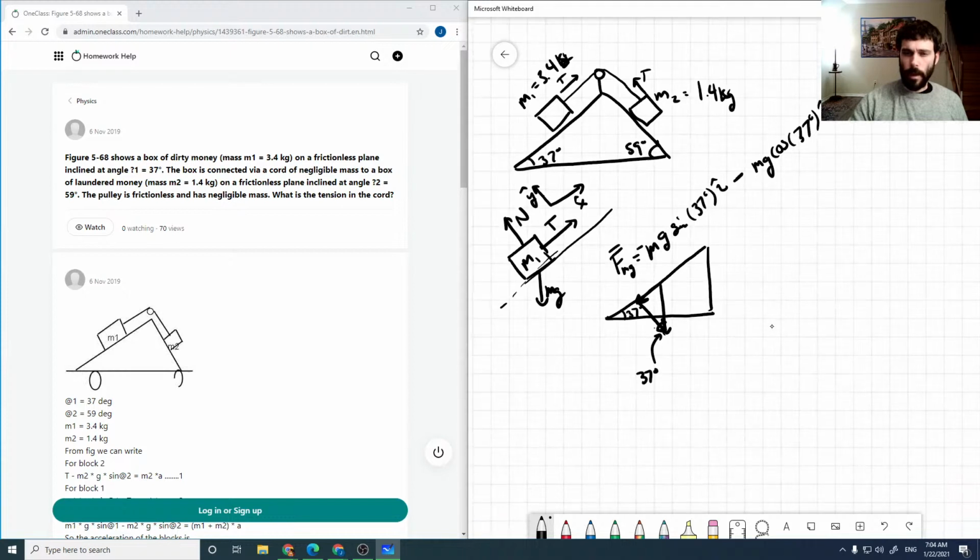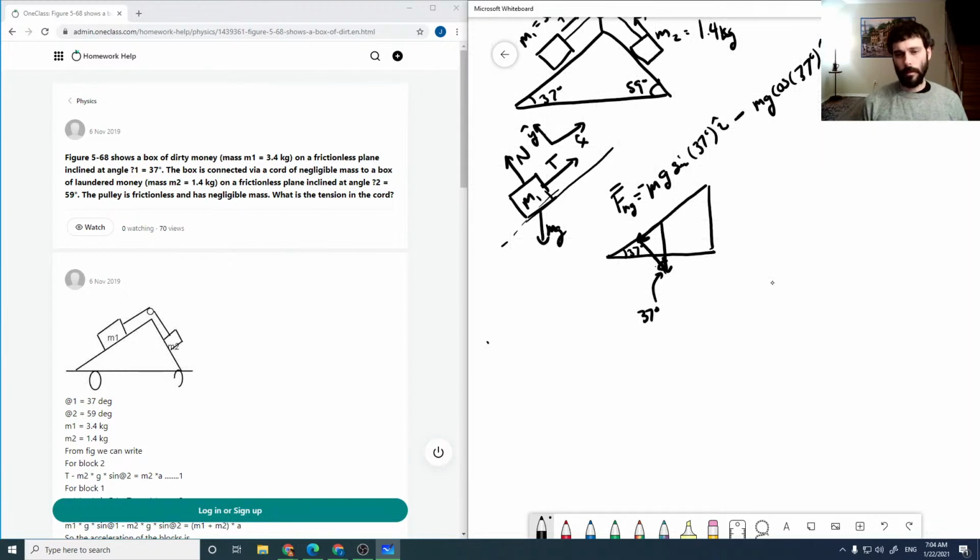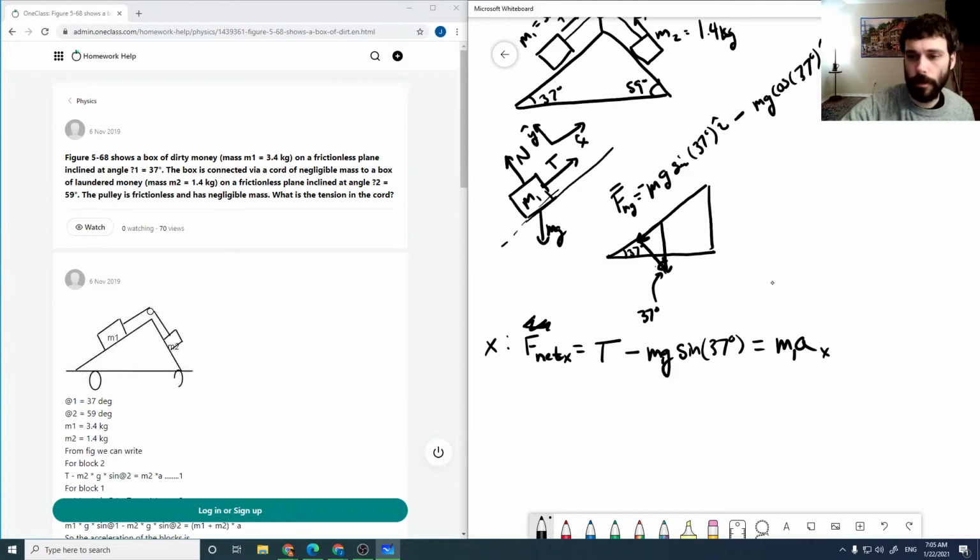Okay, so then looking at my x and y components, in the x direction we have F net x is equal to my tension in my positive x direction minus mg sine 37, and that's going to equal m1 times my acceleration in my x direction. So we haven't been told whether there is an acceleration, but we should probably assume one.